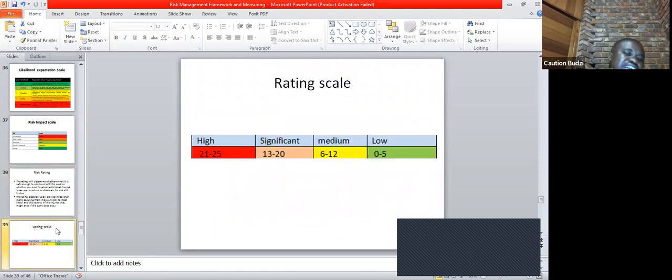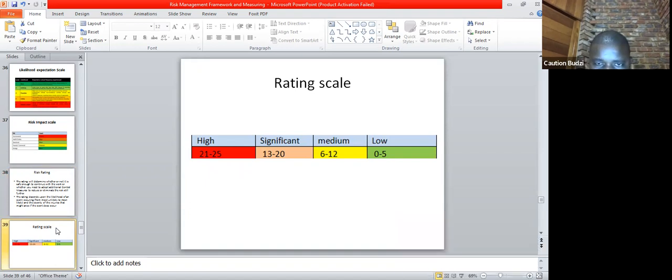So I've come up with 4 different ratings. Let me start from low. Low is from 0 to 5. Every rating which lies between 0 and 5 means the risk is low. From 6 to 12 is medium. From 13 to 20 is significant. From 21 to 25, it's high.